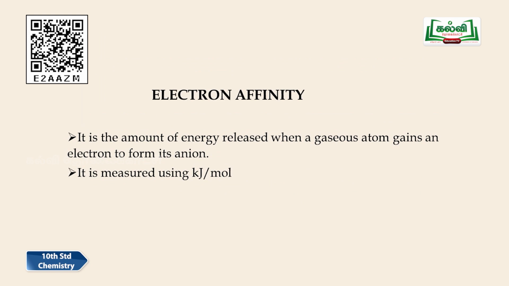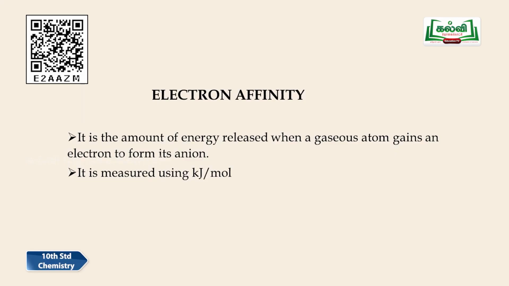The next one is electron affinity. Electron affinity means here you convert the neutral atom into an anion, that means you have to add an electron to your neutral atom. When you add an electron to a neutral atom, some amount of energy will be released, just opposite to that of the ionization energy. That energy is known as electron affinity. Since this is also an energy, it is also expressed in terms of kilojoule per mole.